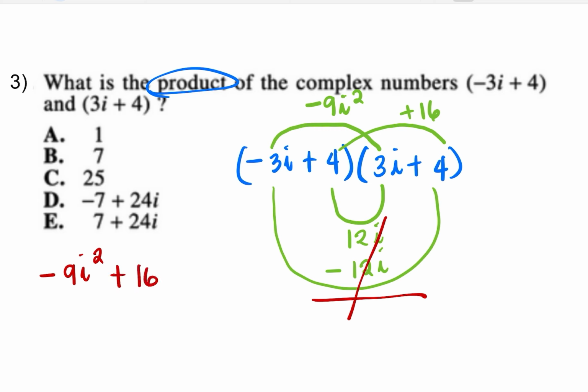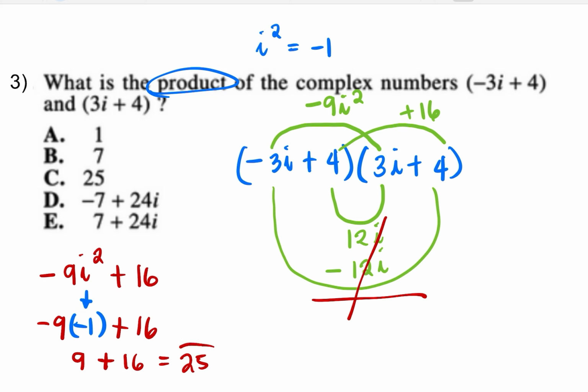If we recall imaginary numbers, i squared is equivalent to negative 1 in the concept of imaginary numbers. Because we have i squared in our expression, we're going to substitute i squared with negative 1, and all the rest is going to be the same. So negative 9 times negative 1 plus 16, which would be 9 plus 16, which turns out to be positive 25. So the answer is letter C.